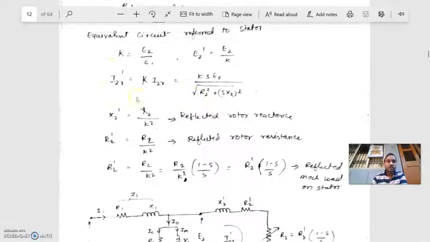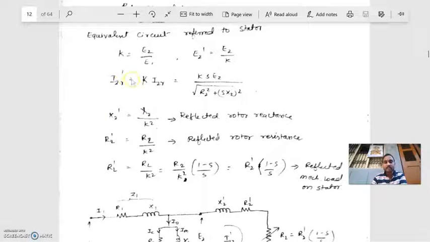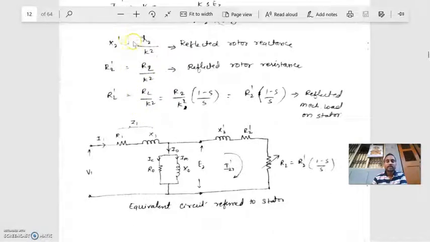Similarly for I2R dash: in shifting I2R to the primary or stator side, it becomes I2R dash, given by K into I2R. We have the I2R equation, S into E2 divided by the square root of R2 square plus (S into X2) whole square. Multiplied by K, that gives I2R dash. Similarly X2 dash is given by X2 by K square, R2 dash is given by R2 by K square, and RL dash is given by RL by K square.